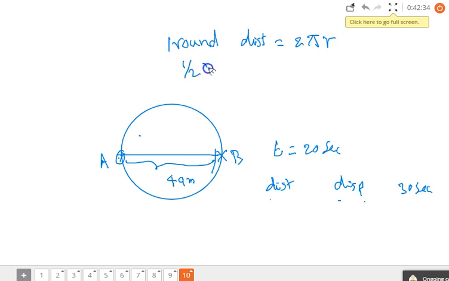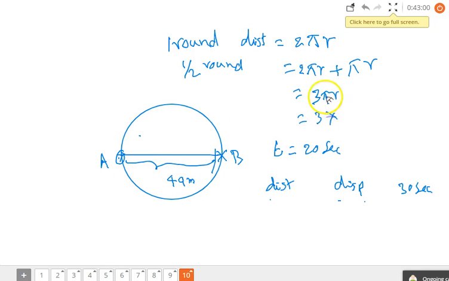Next, half a round, because it has to reach B: 2 pi r by 2, which is pi r. So the total distance is one round, 2 pi r, plus the next half round, pi r. Totally how much? 3 pi r. At 30 seconds, it traveled 3 pi r.